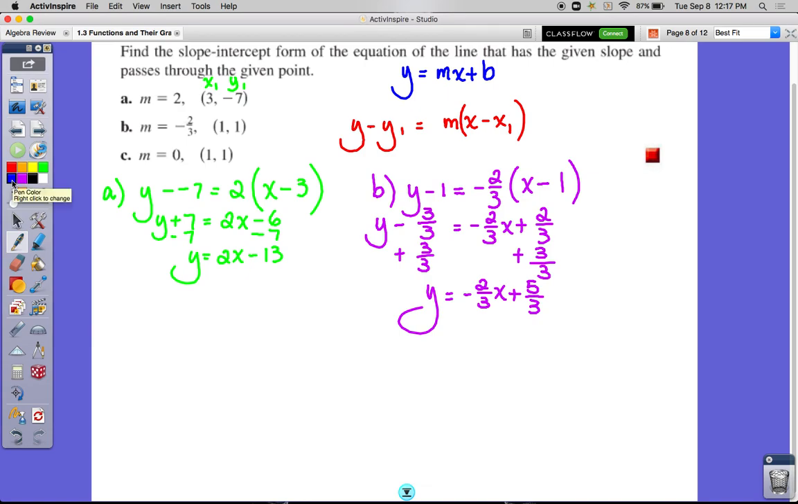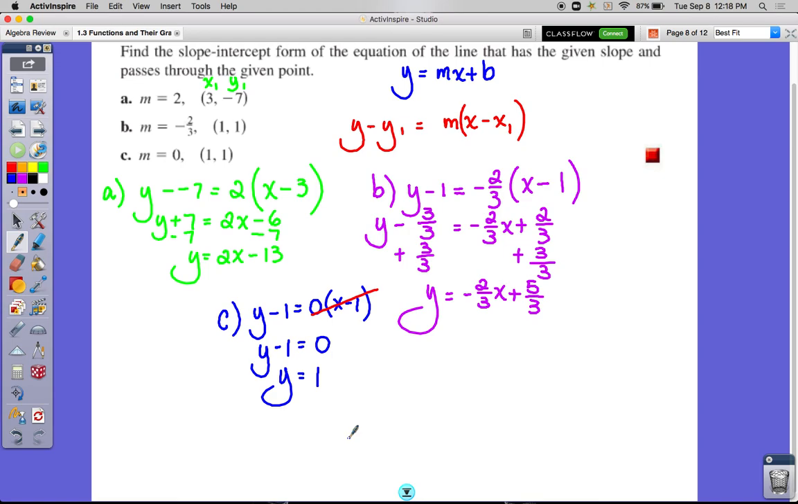Then I'm going to slide the page down a little bit so I can go over here and do the last one, changing colors again. So part C, if you're keen and you have noticed the slope here is 0, you can take a shortcut. However, let's pretend we did not notice that and we said y minus 1 equals 0, parentheses, x minus 1. What is 0 times anything going to do? Wipe this whole thing out. So all of this times 0 is just 0. So that goes away. So really I have y minus 1 equals 0, or y is equal to 1.